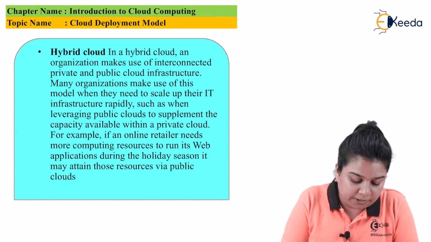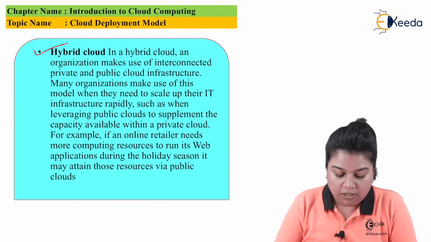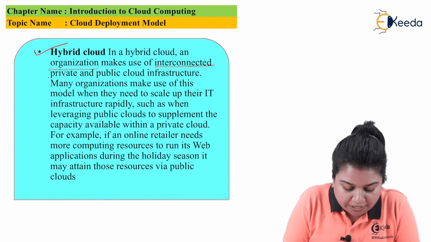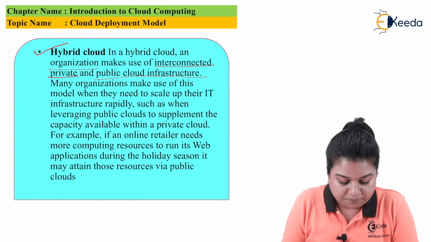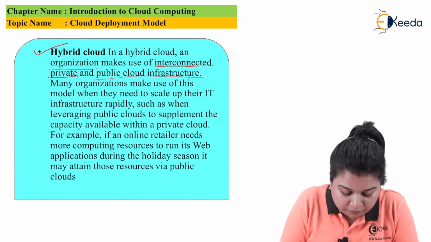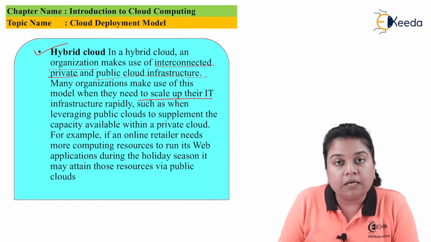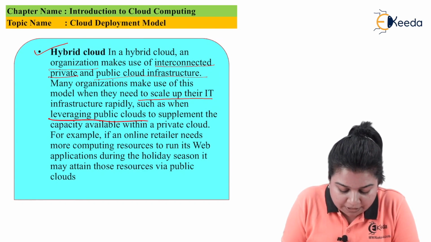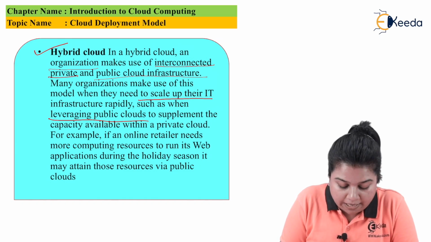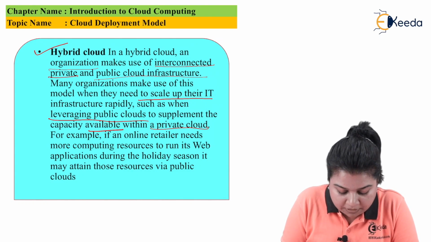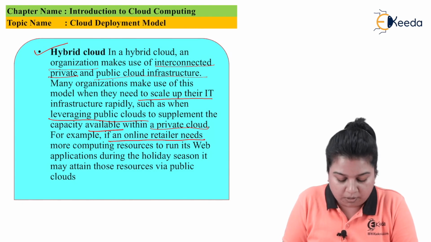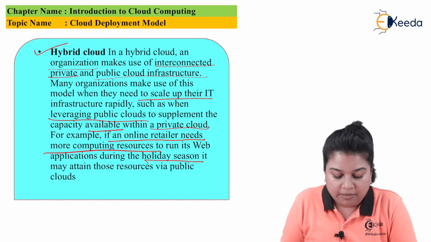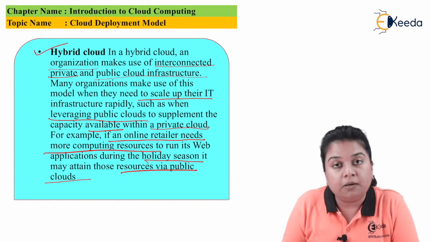Then comes another deployment model, which is the hybrid cloud. In hybrid cloud, an organization makes use of interconnected private and public cloud infrastructure. Many organizations make use of this model when they need to scale up their IT infrastructure rapidly, such as when leveraging public clouds to supplement the capacity available within a private cloud. For example, if an online retailer needs more computing resources to run its web application during the holiday season, it may attain those resources via the public clouds.